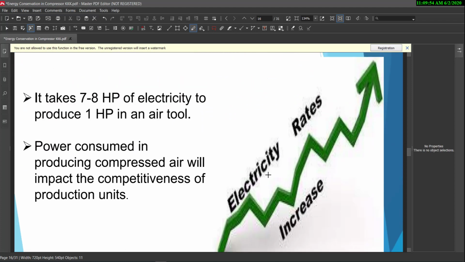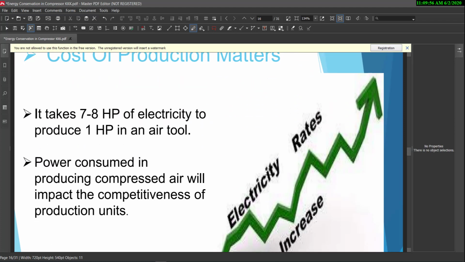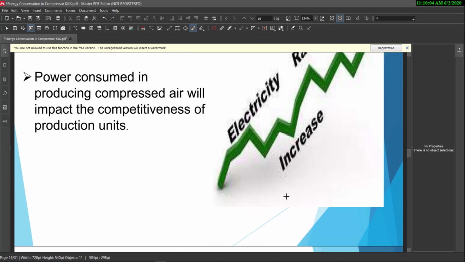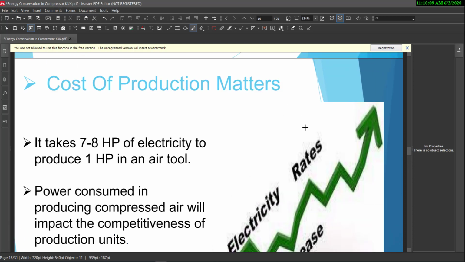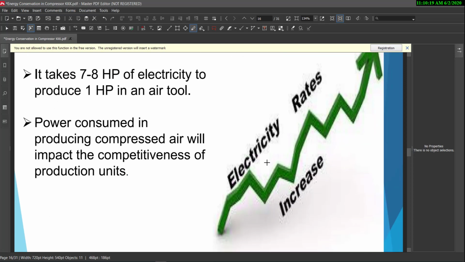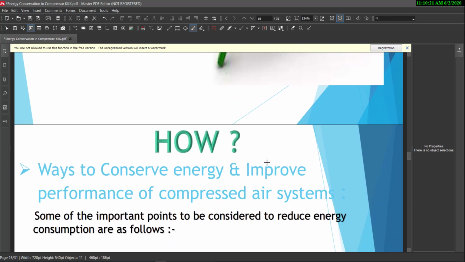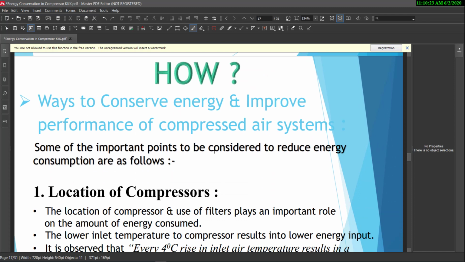It takes 7 to 8 HP of electricity to produce 1 HP in an air tool, and power consumed in producing compressed air will be competitive with production units. Electricity rates go on increasing day by day. If it consumes more than 70%, then the cost will reach the initial cost around 5 to 10 years.